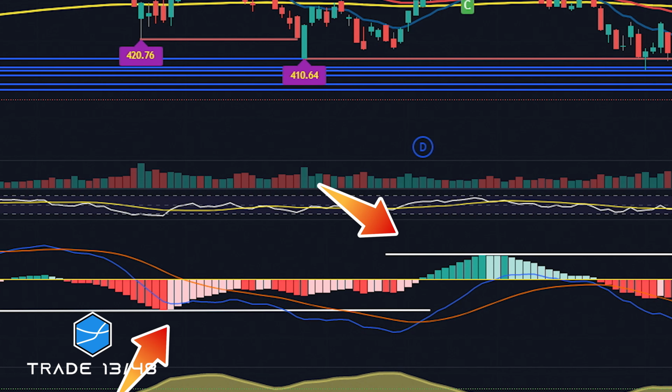You can look at the MACD histogram, which is a visual representation of the difference between the MACD line and the signal line. When the MACD histogram is above 0, it indicates that the MACD line is above the signal line, and vice versa. The height of the histogram bars can also provide additional information about the strength of the underlying trend, your momentum. Overall, the MACD is a useful tool for traders looking to identify potential buy and sell opportunities and potential trend changes.